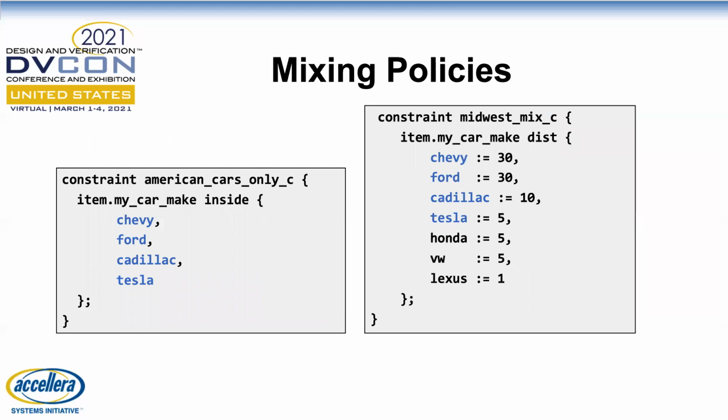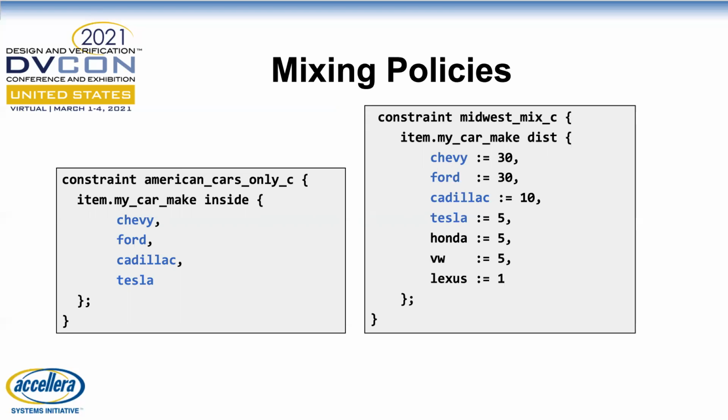Now that Kevin has shown you how to build policies and their infrastructure and how it all fits together, I wanted to highlight one of my favorite aspects of using policies. Here you can see we've got two policies constraining my car make. The first limits us to an American car only. The second policy adds a distribution constraint that attempts to mimic the distribution of cars you might find on a street in a town in the Midwest.